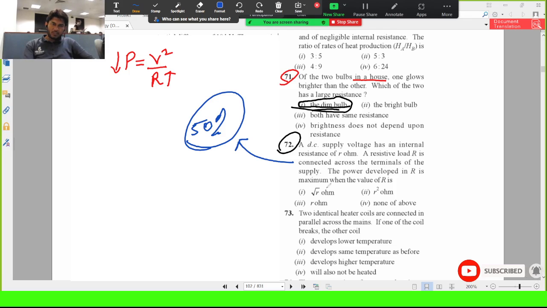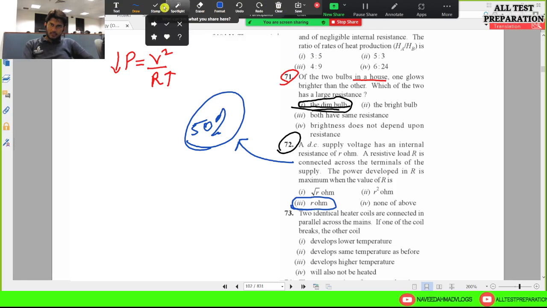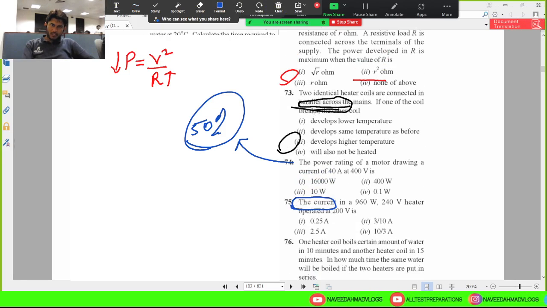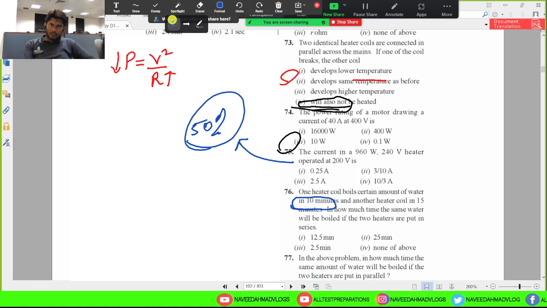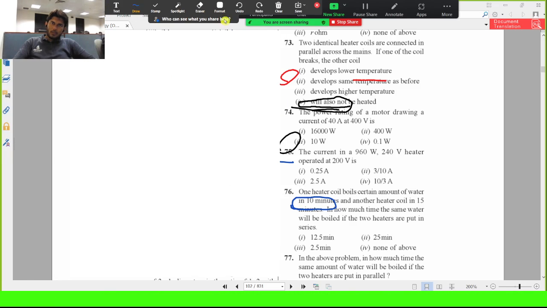Okay, but there is one disadvantage, and that is your efficiency will get decreased to 50%. So in this case the correct option will be C. Okay, small r. Okay, next, that is 73. And in today's class we will cover this chapter. The question is, two identical heater coils are connected in parallel across the mains. If one of the coils breaks, the other coil develops lower temperature, develops the same temperature as before, develops higher temperature, or will also not be heated.